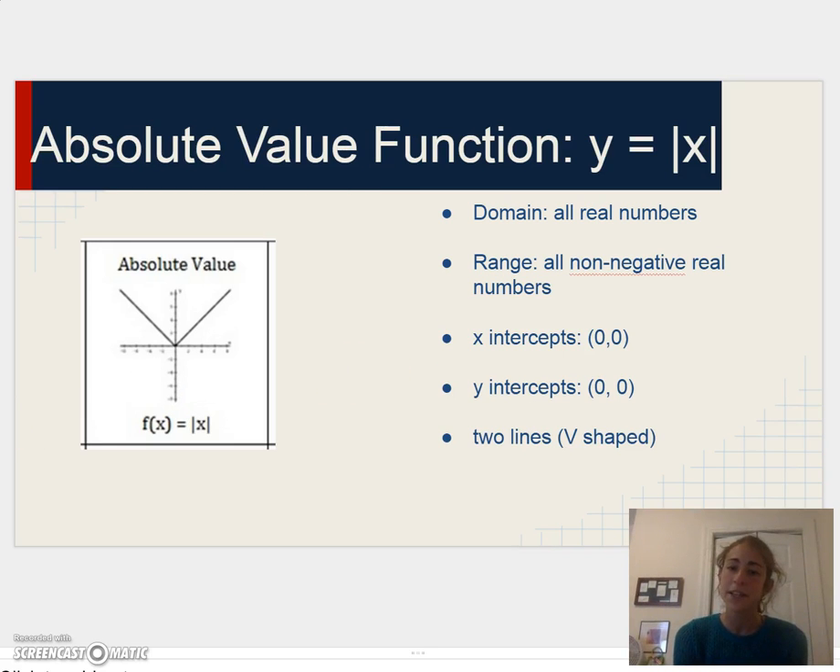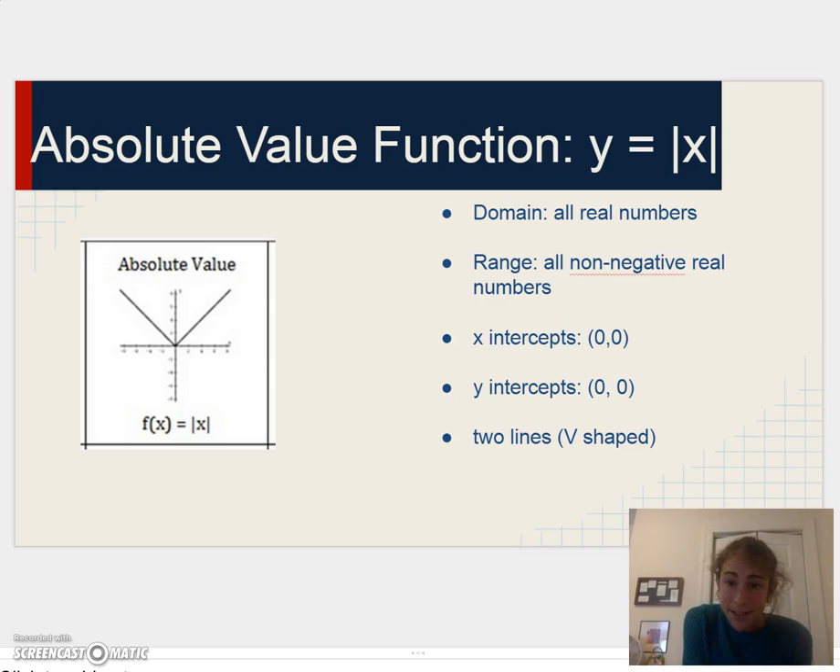Our next parent function is a little more complicated, but not by much. It looks pretty similar. It's y = x, but it has these funny lines on the sides. You remember from Algebra 2 that those lines mean absolute value. So we plug in a value for x, and what we get out is the positive version of that number. So if x is -3, y is the absolute value of -3, which is 3.